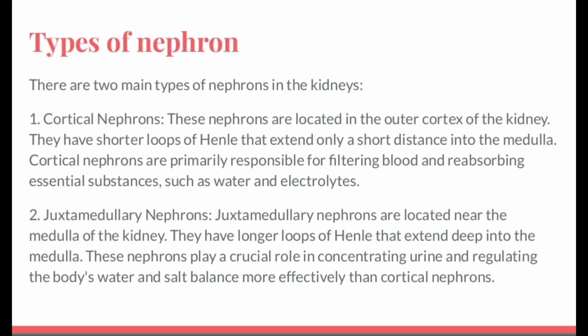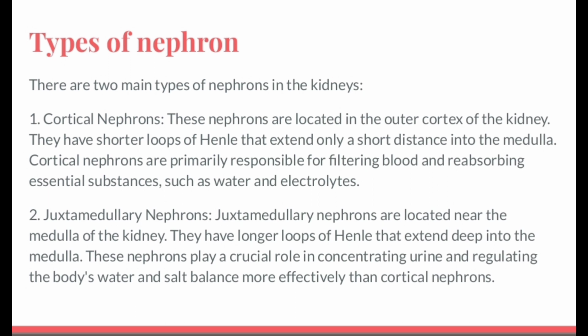Types of nephron. There are two main types of nephrons in the kidneys. Cortical nephrons. These nephrons are located in the outer cortex of the kidney. They have shorter loops of Henle that extend only a short distance into the medulla. Cortical nephrons are primarily responsible for filtering blood and reabsorbing essential substances such as water and electrolytes.